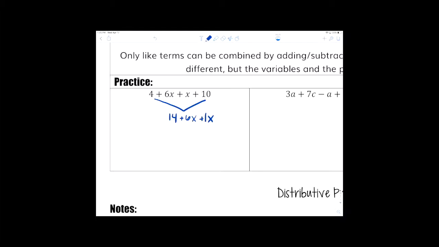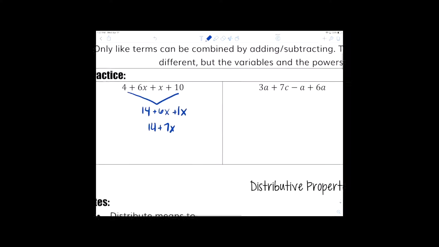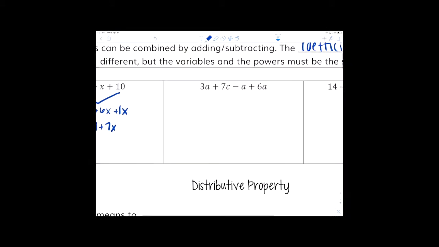Okay? If I don't see a number in front of my variable, what number do I know is there? There's a 1 there, so I can go ahead and squeeze a 1 right there. Okay? So I have 6x plus x. Okay? When I combine those, what do I get? Good. So I have 14 plus 7x. Can I combine anything else here, or am I done? You're done. I'm done. Okay? Do we see that? We understand that? Okay? Let's move on to the middle problem.